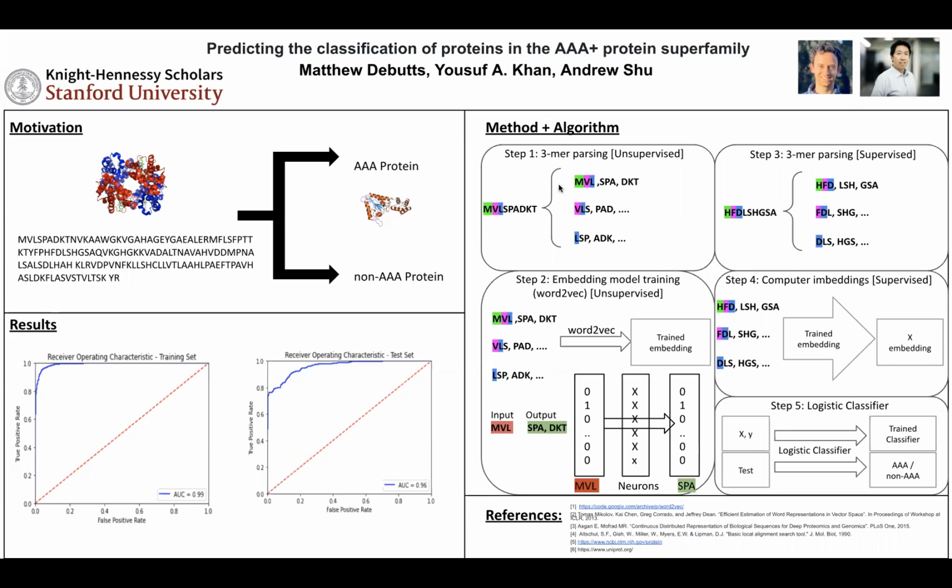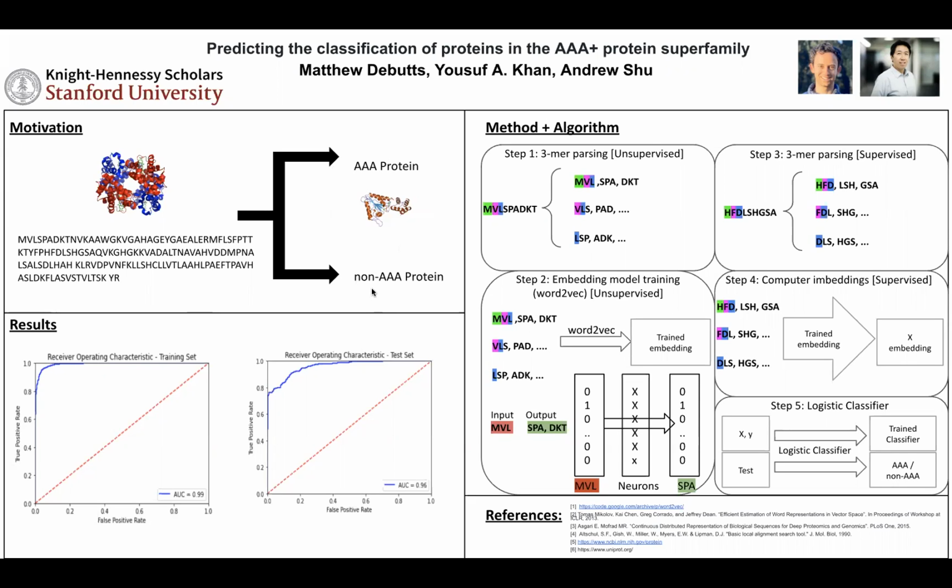family of, say, chaperones. And these proteins can be represented as linear string sequences as shown here, so this MVLS sequence. So the idea is to use this linear sequence without any other information to predict which proteins go into which families together with each other. So for this protein family AAA plus, we decided to figure out whether or not we could sort proteins in or out of this family.